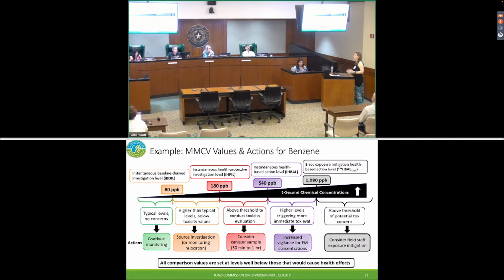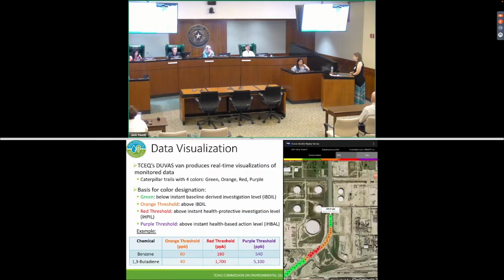And as a reminder, these are levels that are still well below those that cause health effects. I'll show you that in another log scale figure like the one I showed earlier. And I've already discussed how these same values are tied to the Duvas caterpillar diagram visualizations, so that they're all consistent. It helps us communicate what it means if we have orange values, what it means if we have red values, et cetera.